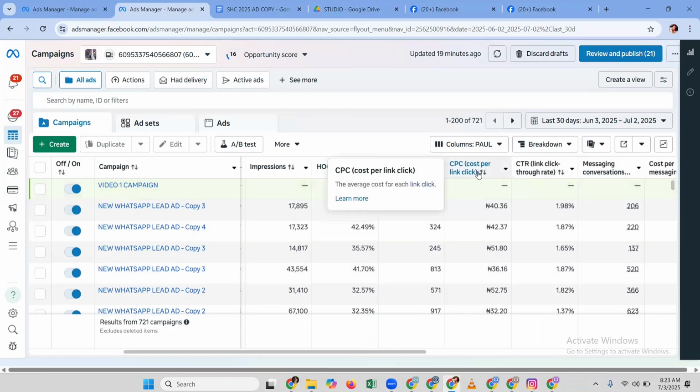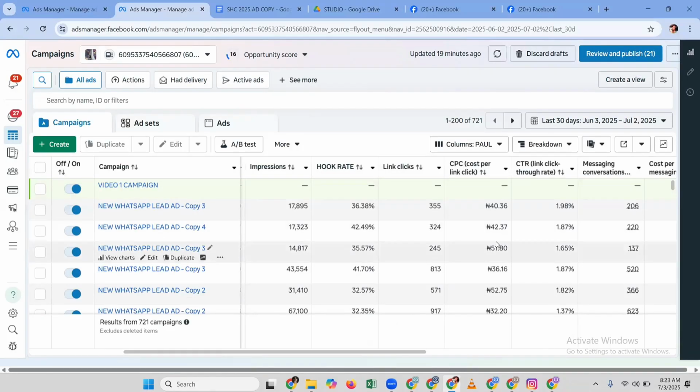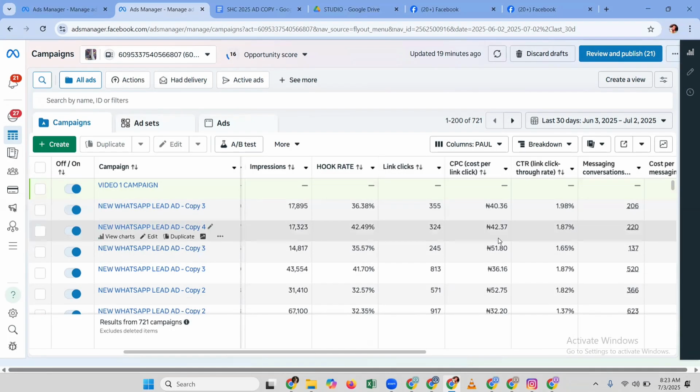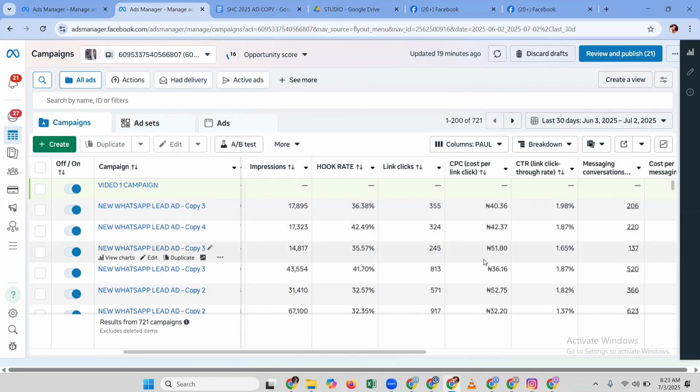Now, this is the cost per link click. This means I'm getting 40 naira per link click. Everybody that clicks on my link, Facebook charges me 40 naira, and that's pretty fine for the kind of advert I'm running, with the kind of sales that I'm making.